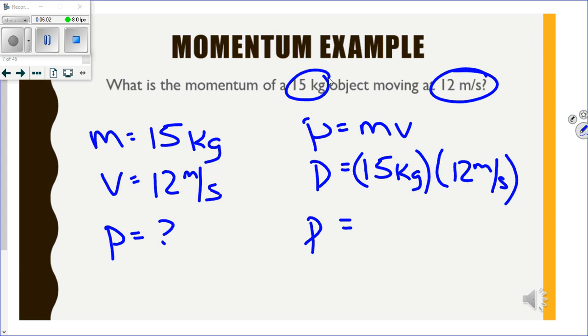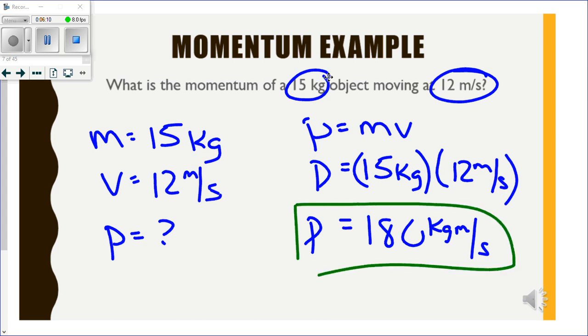And we'll find out that the object has a momentum of 180 kilogram meters per second. Hopefully you got something similar.